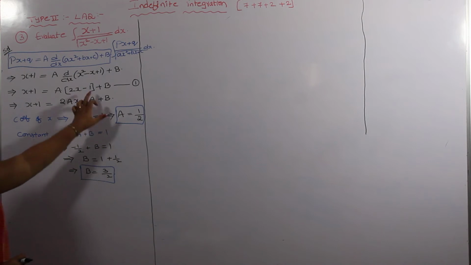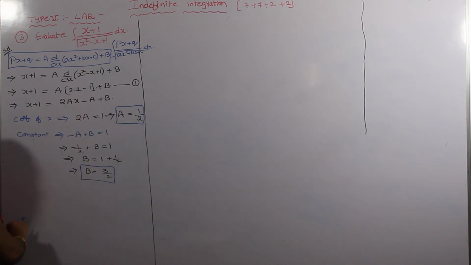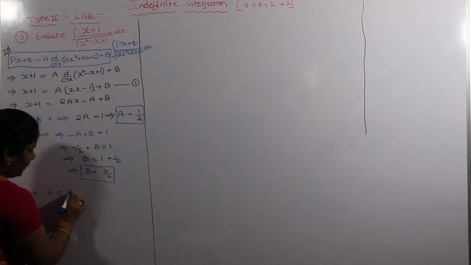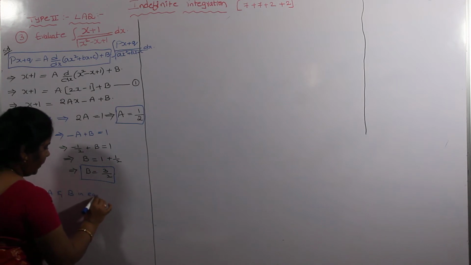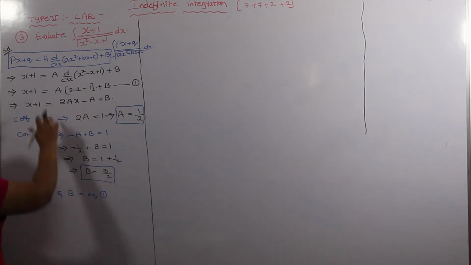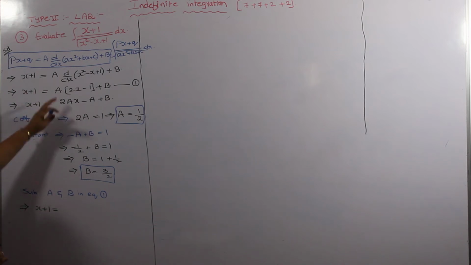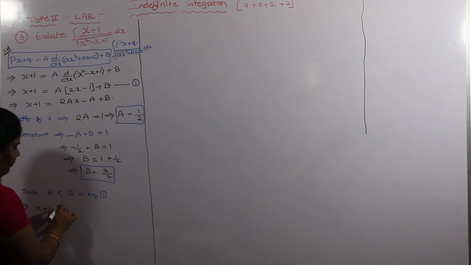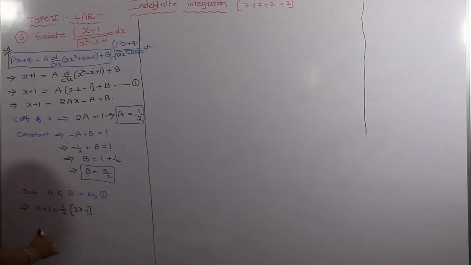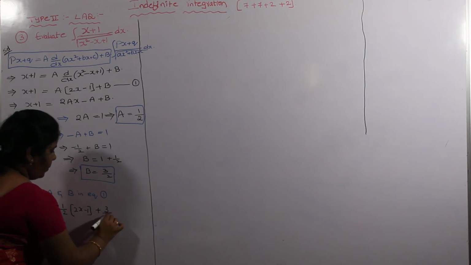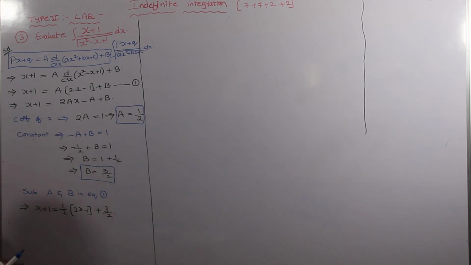Substitute capital A and capital B in equation 1. What is equation 1? This is equation 1. That implies x plus 1 is equal to 1 by 2 of (2x minus 1) plus B, which is 3 by 2. From this we get the x plus 1 value.